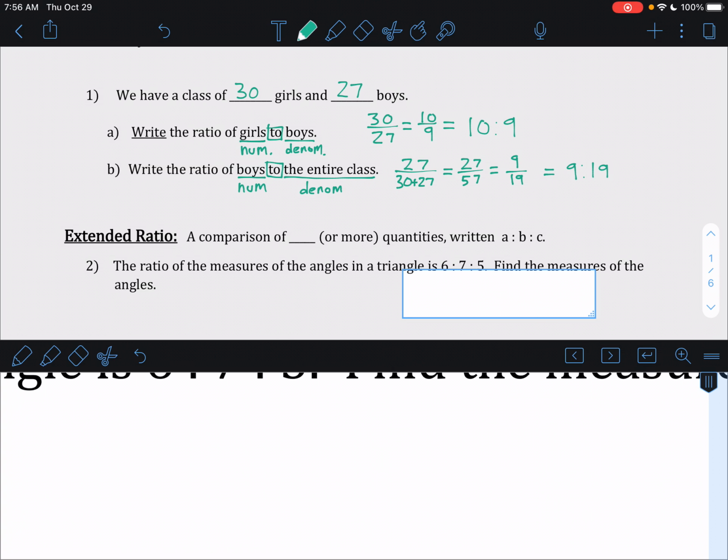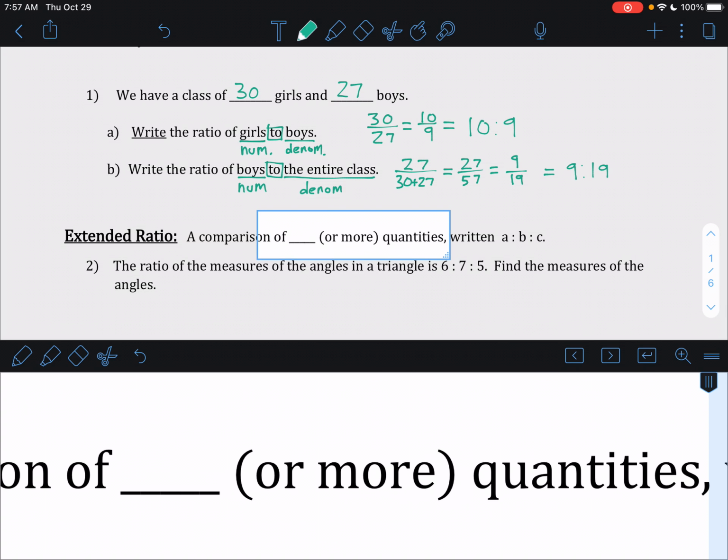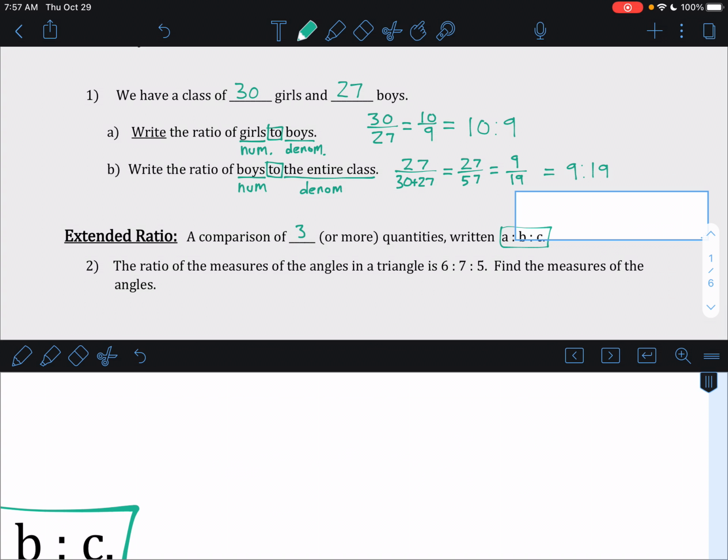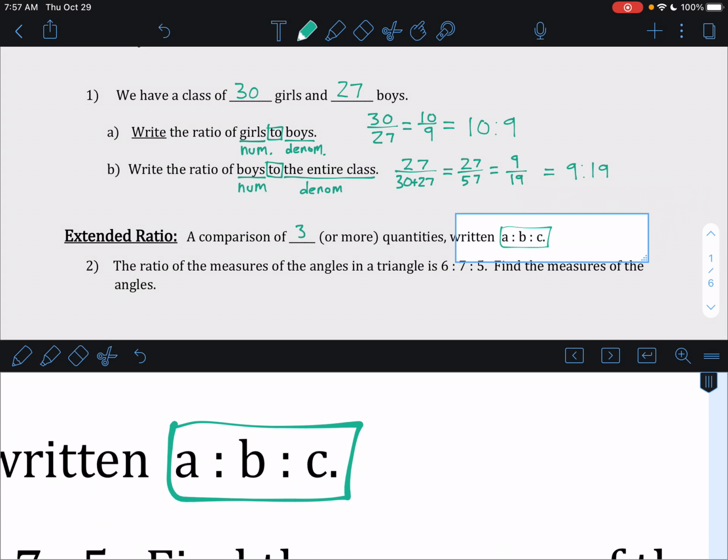So we also have these extended ratios. And an extended ratio is going to be a comparison of 3 or more quantities. And it's going to be written like this. And the reason it's written like that is because we can't have a fraction with 3 values in it. So I wouldn't be able to say A over B over C. That doesn't make sense. So you would have to write it in this ratio form if it's an extended ratio, if it has 3 different values.